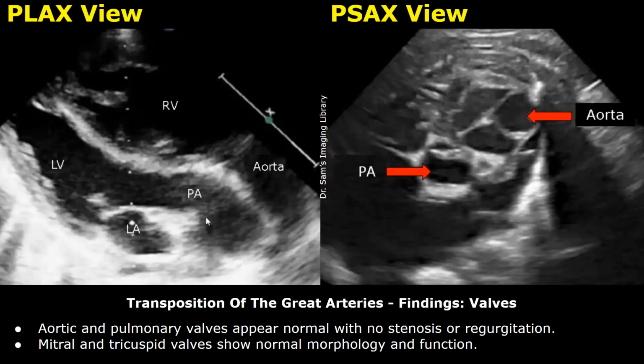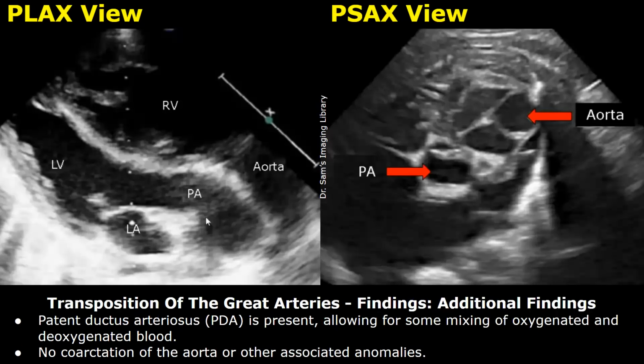Aortic and pulmonary valves appear normal, with no stenosis or regurgitation. Mitral and tricuspid valves show normal morphology and function. Patent ductus arteriosus is present, allowing for some mixing of oxygenated and deoxygenated blood. No coarctation of the aorta or other associated anomalies.